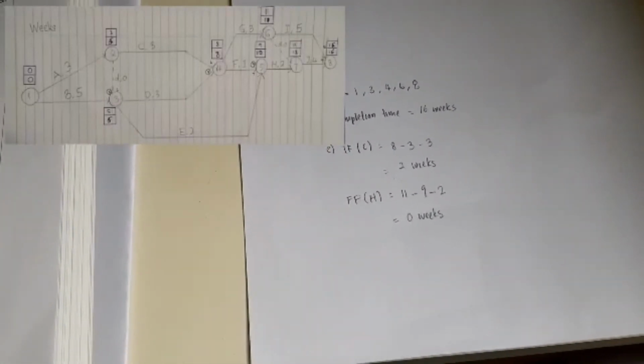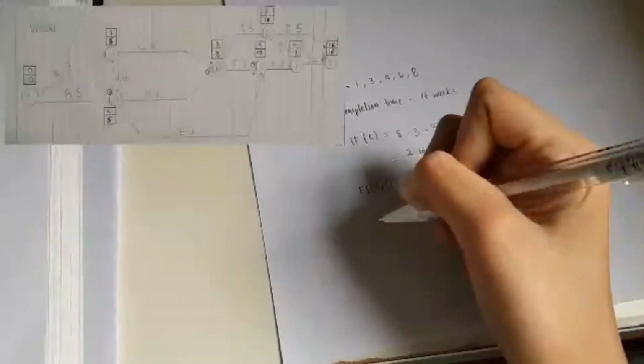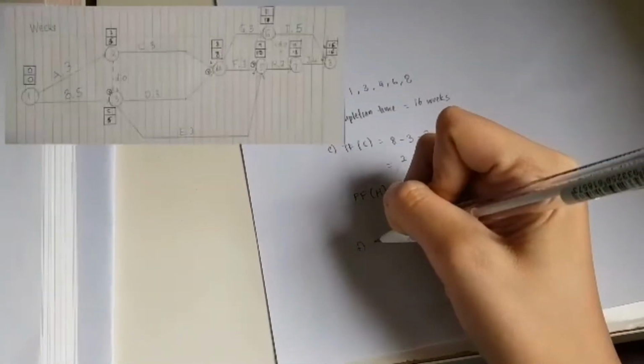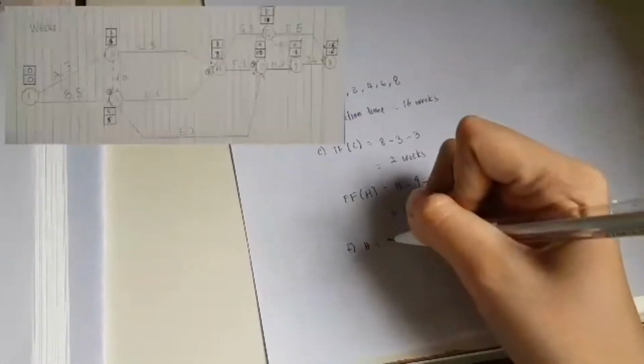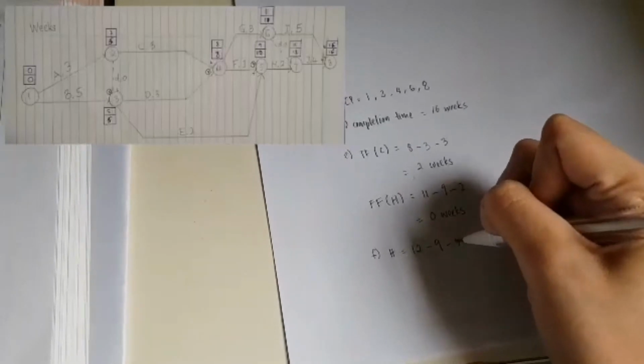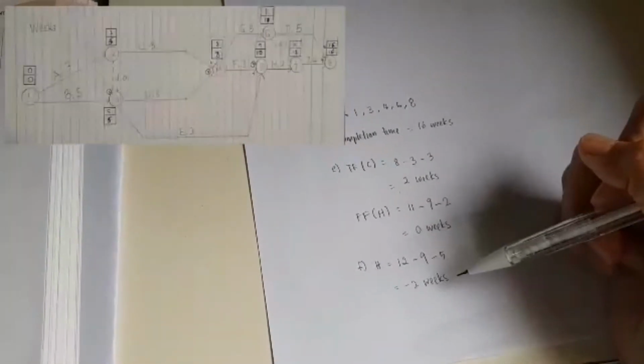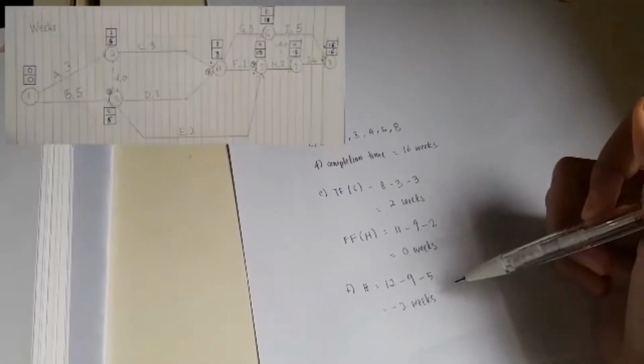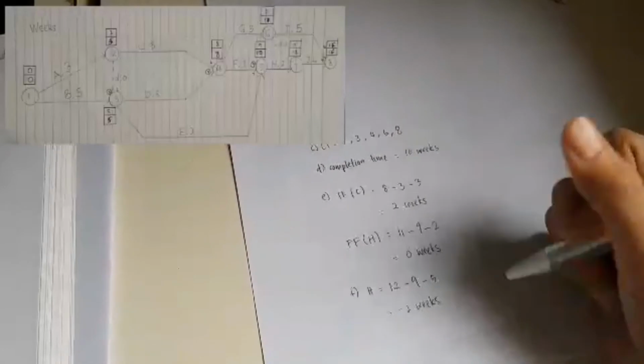So next question stated that if activity H were revised to 5 weeks, so question F, activity H, then we have 12 minus 9 minus the 5 weeks that is in the question, so we got a delay by 2 weeks. So this means that if the activity is going to be delayed by another 3 weeks, the project completion time will be delayed by 2 weeks.